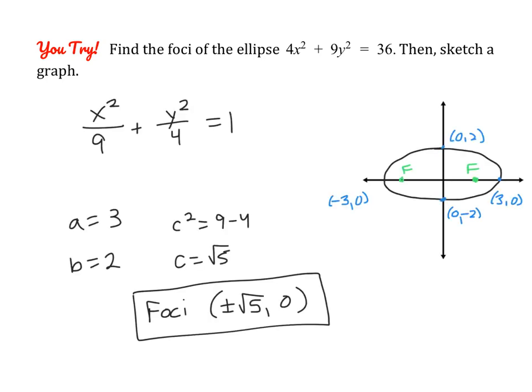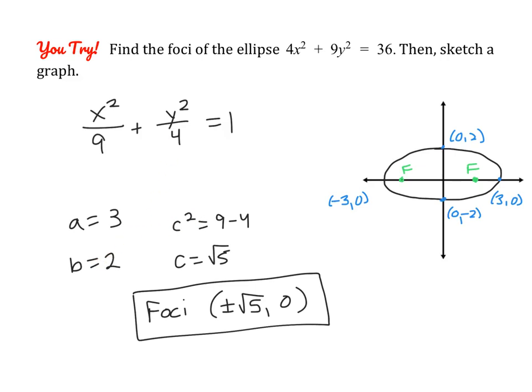All right, go ahead and check your work. So hopefully the first thing you did was you divided both sides of your equation by 36 to put it into standard form. So once it looks like this, you can see, okay, this is a horizontal ellipse. The distance from the center to the right or left is 3 because your A value is 3. The distance from the center to the top or bottom is 2 because your B value is 2.